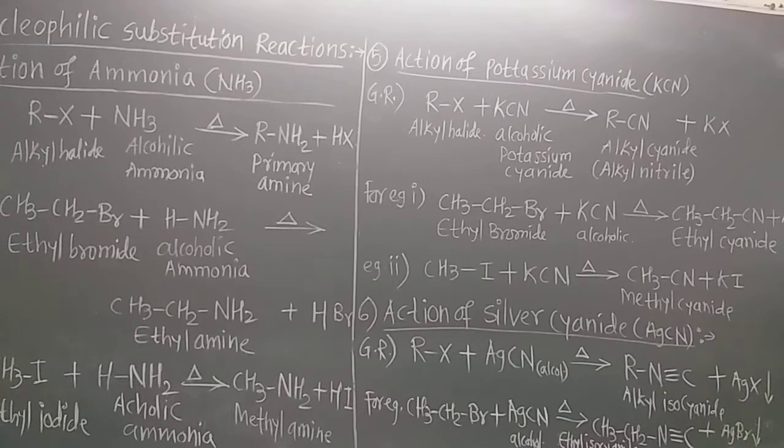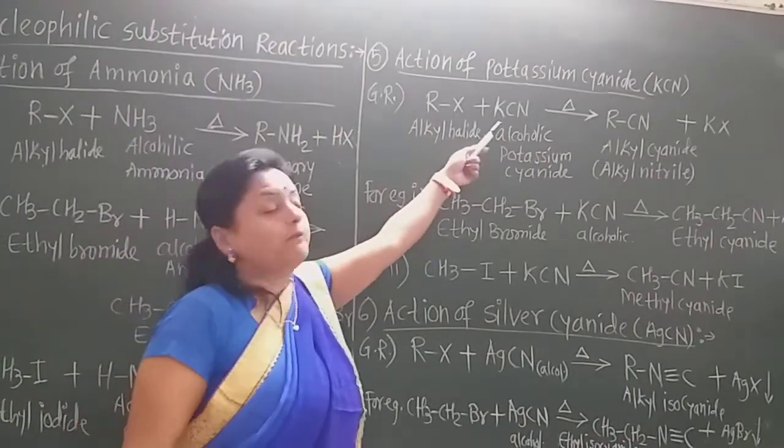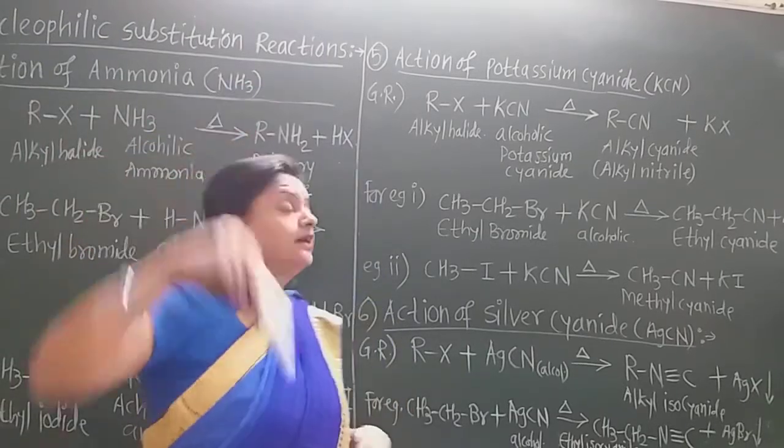Now in this way, this is the action of potassium cyanide, KCN. Very important reaction these are also. Now when the alcoholic solution of this potassium cyanide reacts with the alkyl halide, this is the general reaction I have given here. Very simple reaction, only there is the replacement of this halogen atom by another nucleophile. So the name is nucleophilic substitution reaction.